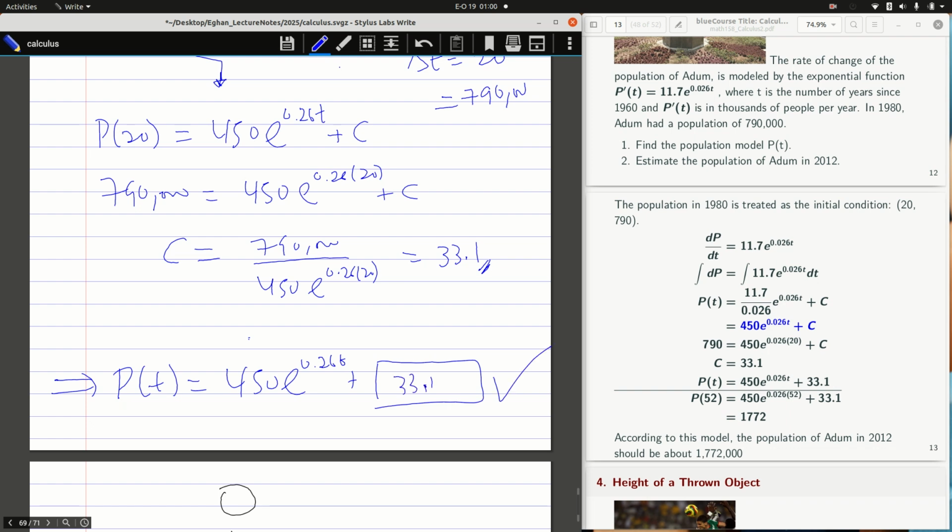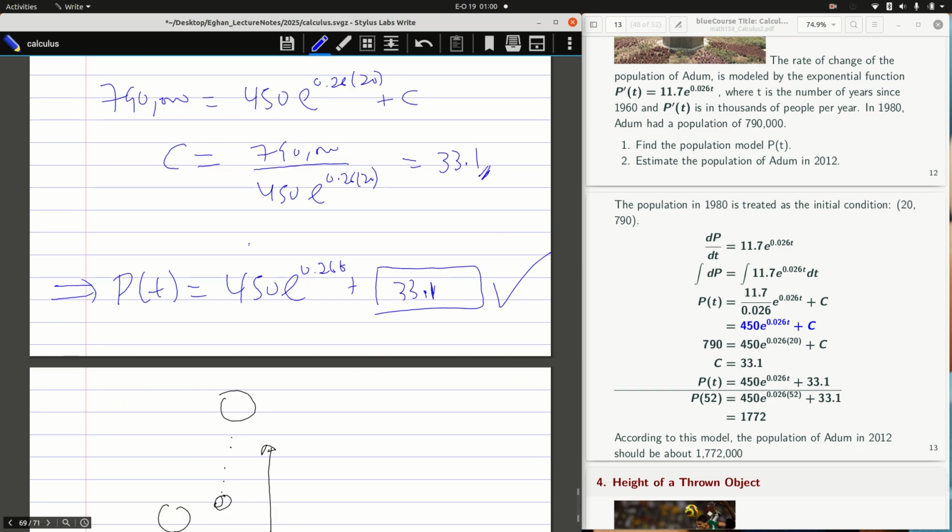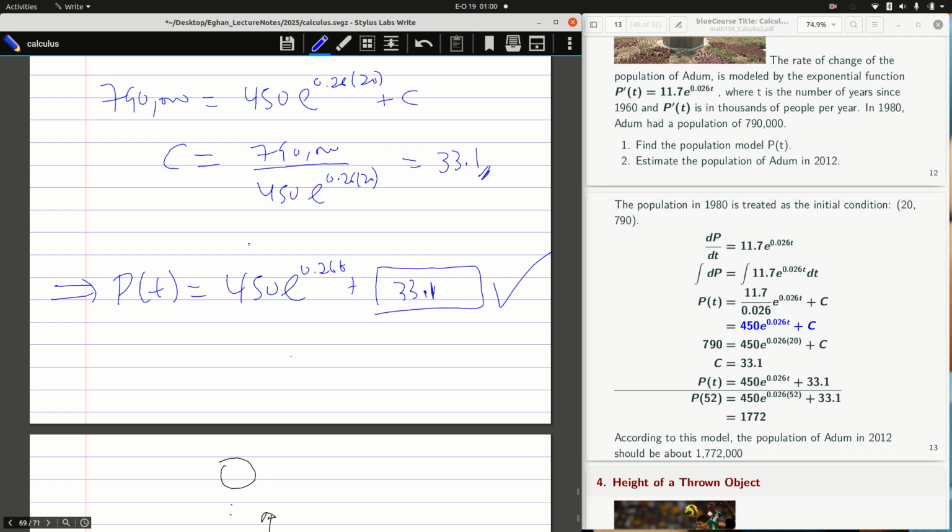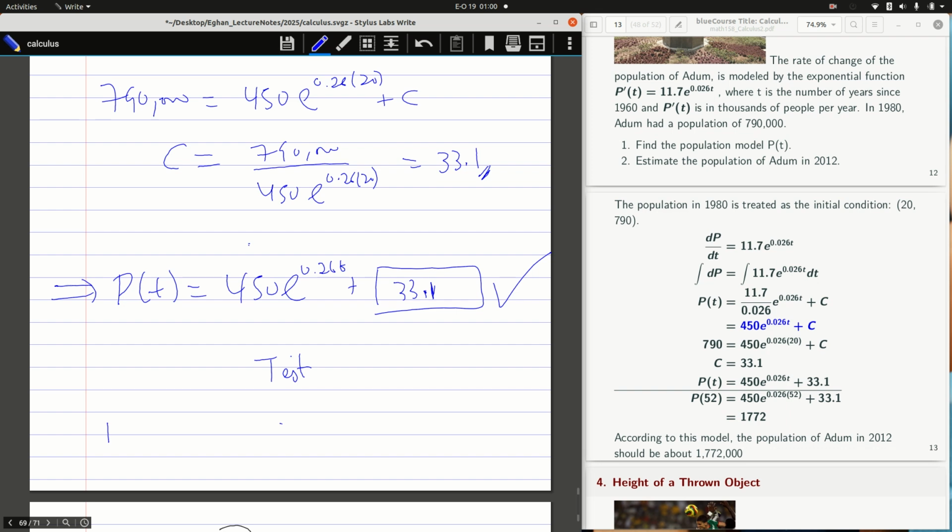You realize that with this, I can find a population at any given time. If you want to test that this population model is right, you want to first look at the 20 years. You should get back your 790. If it doesn't work, it means your model is wrong.